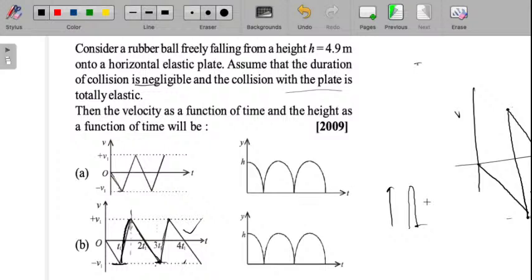So we have covered all the questions of kinematic graphs that have been asked in 1D motion.